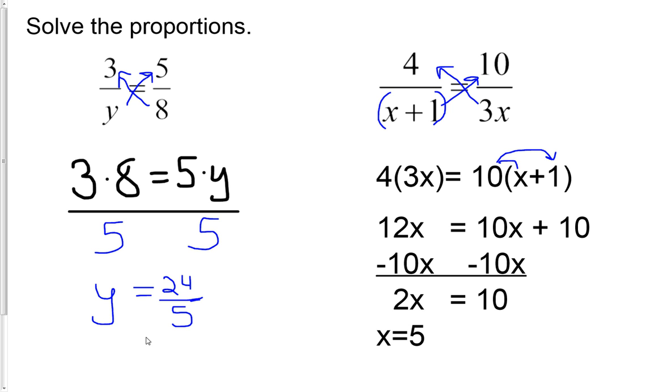You can always plug your answer back in to see if it makes sense, just saying with 5 because it's a little bit nicer than this. So if we plugged it in quick, 5 plus 1 over here is 6. 4 over 6 equals 10 over 3 times 5, which is 15. So does 4 over 6 equal 10 over 15? Might not look nice and neat, but both of these equal 2/3. So, yep, they're equal. And that is a quick way to check it, especially on some of the longer ones we'll be doing here.